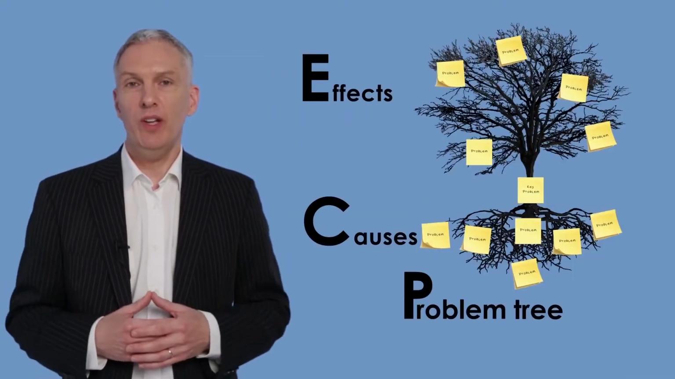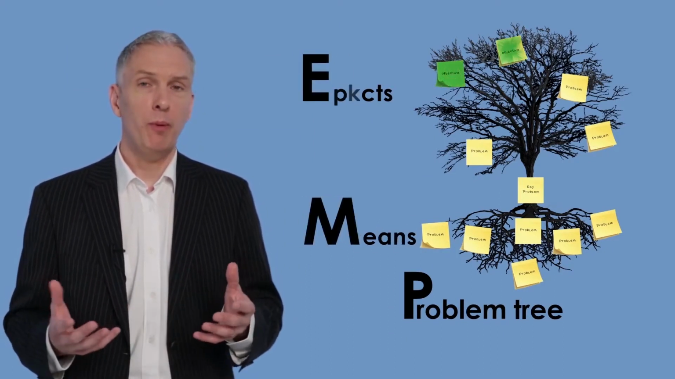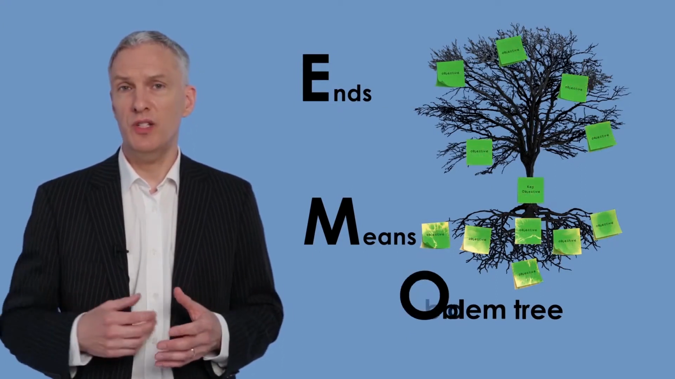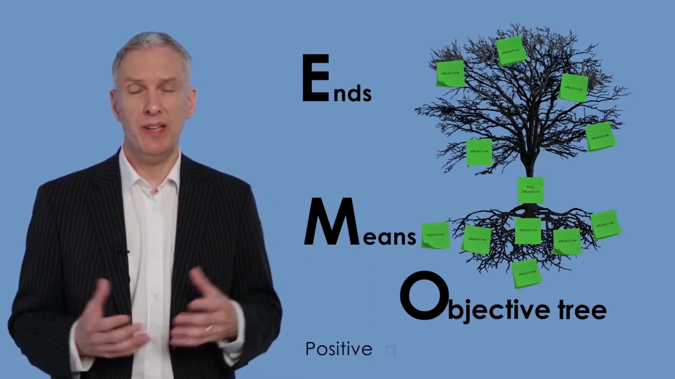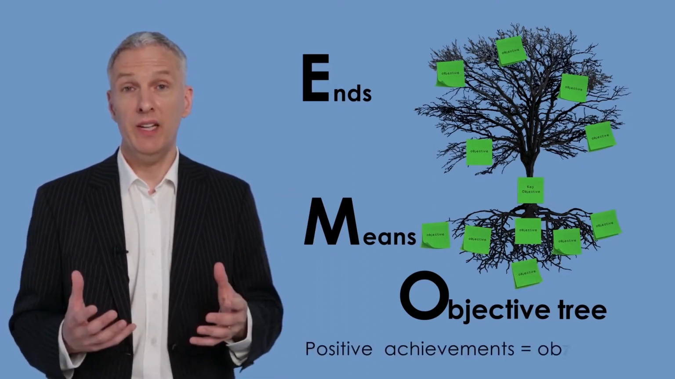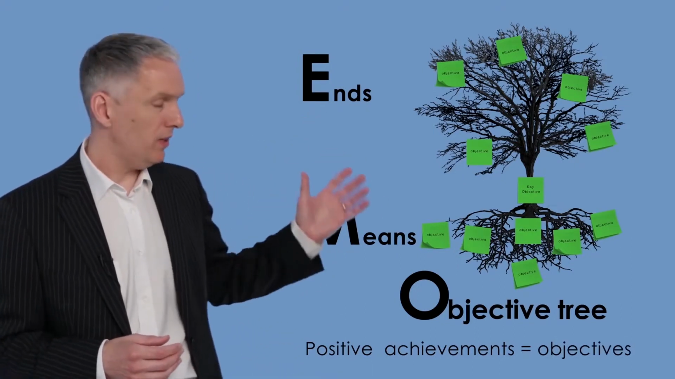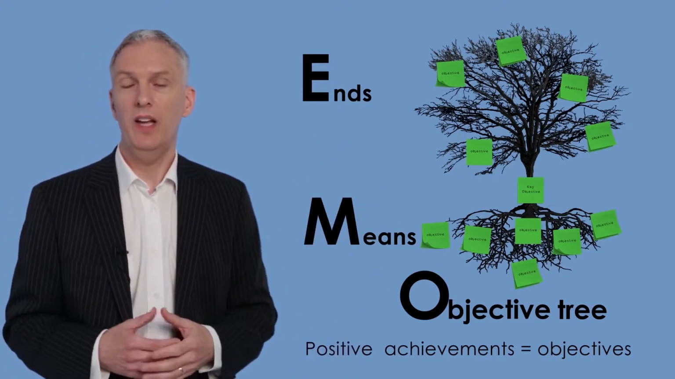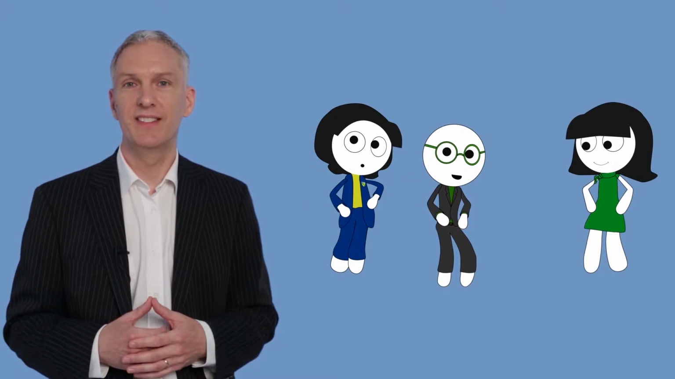The objective tree will give you an overview of the desired future situation when the problems will have been solved. To build it, the negative situations of the problem tree will be converted into positive situations that can be realistically achieved, that is, into objectives. Then the validity and completeness of the means and ends relationships will need to be checked. Let's now see how our partners Anna, Boris and Carla carry out this objective analysis.